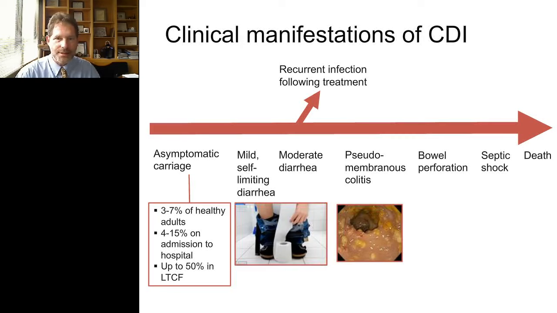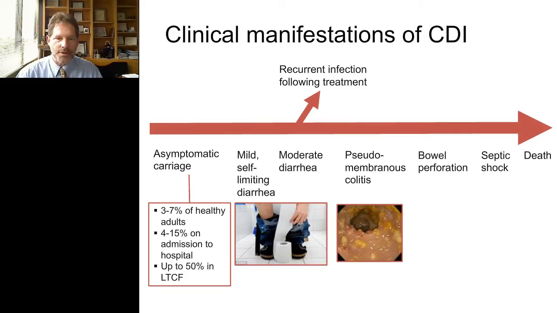So what is the disease we associate with C. diff? What are the clinical manifestations? Well, as I mentioned, a percentage of us carry Clostridium difficile as part of our microbiota. In many cases, toxigenic C. difficile, but we never develop any symptoms or disease. It's felt to be present in 3 to 7% of healthy adults, up to 15% of newly admitted hospitalized patients, and even up to 50% in some studies of long-term care facility residents.